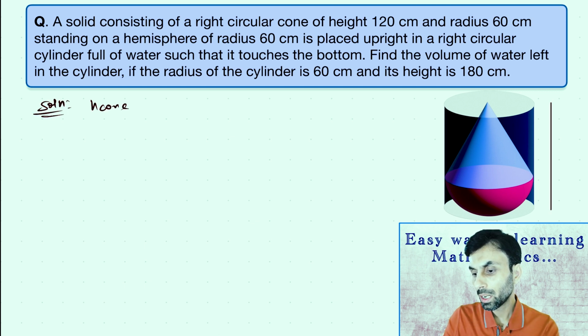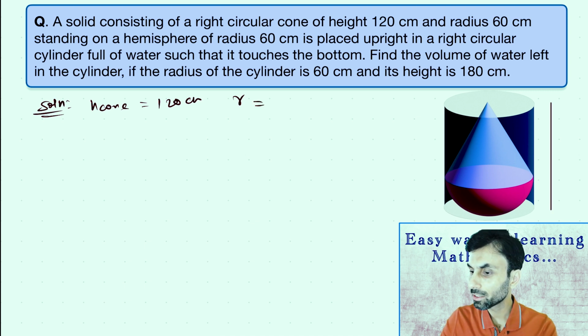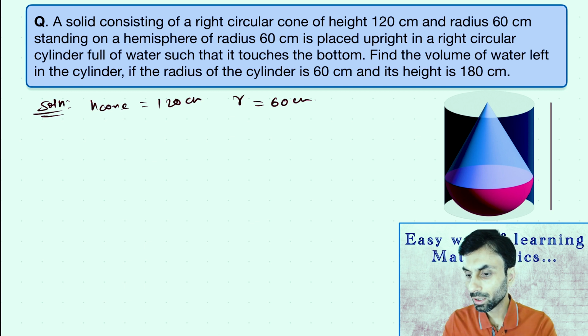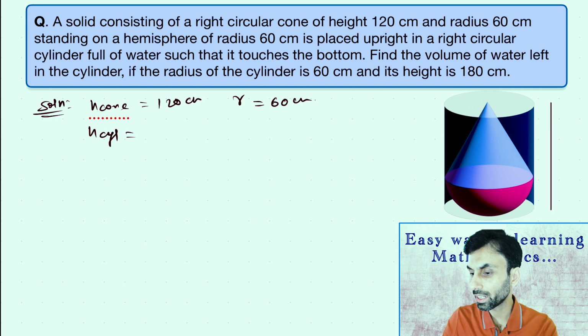Here height of cone is 120 centimeter and radius of cone, which is also the radius of cylinder and hemisphere, is 60 centimeter. Standing on a hemisphere of radius 60 is placed upright in a right circular cylinder full of water such that it touches the bottom. Find the volume of water left in the cylinder. So in this case, height of cylinder will be equal to height of cone, that is 120 plus the height of hemisphere, that is 60, so it will be 180 centimeter.